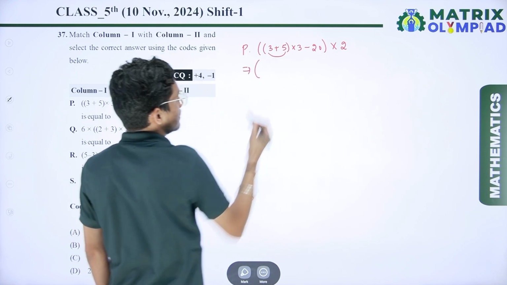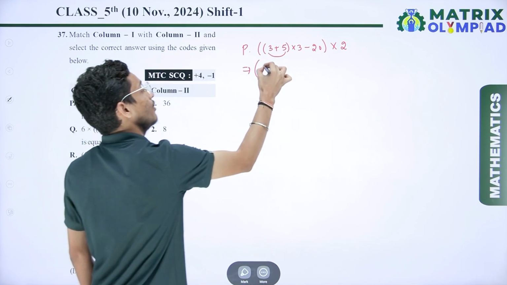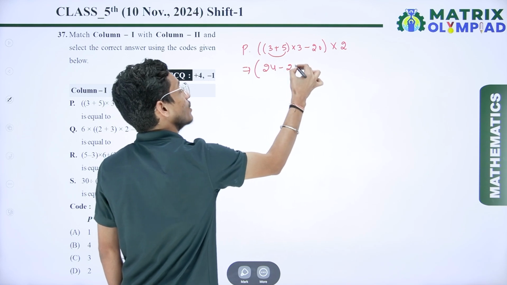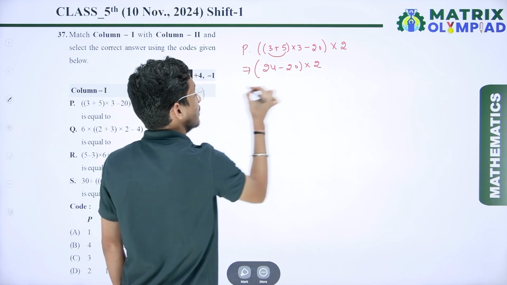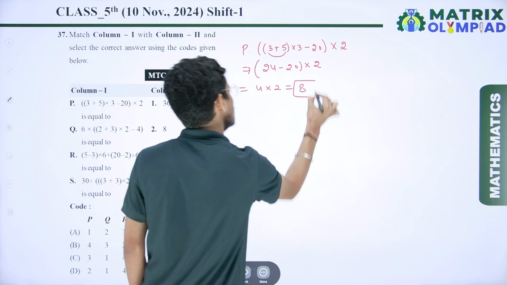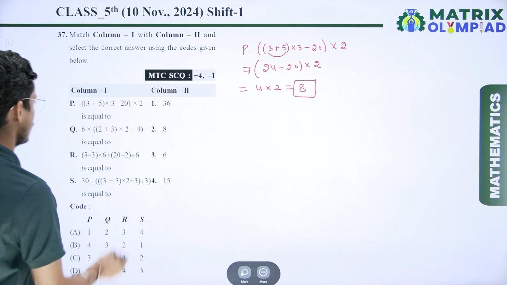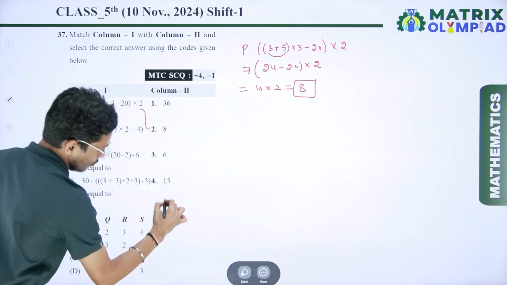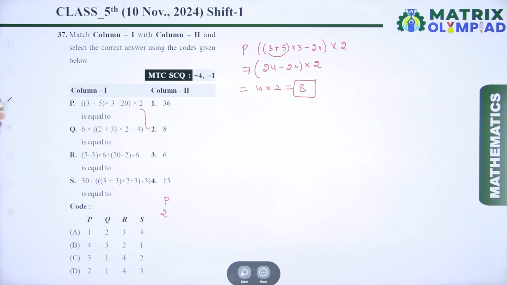So 5 plus 3 is 8, and 8 times 3 is 24. 24 minus 20, multiplied by 2. That is 4 multiplied by 2, which is 8. So the solution of P is equal to 8. It means P is connected to 2.